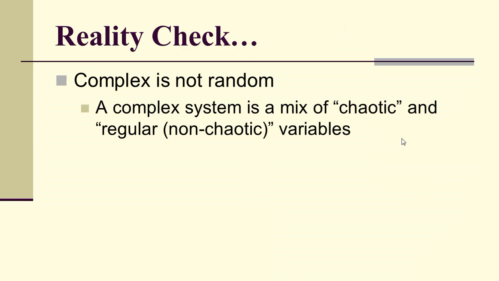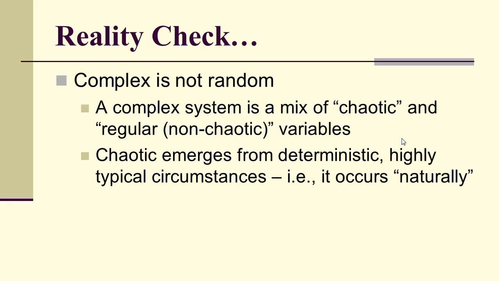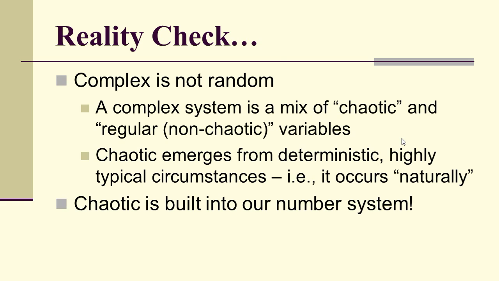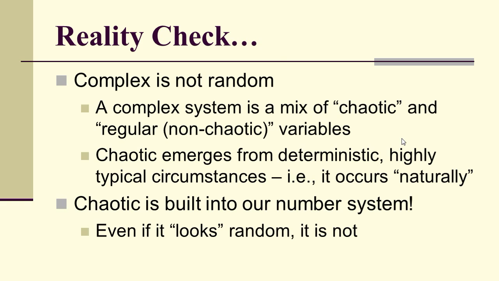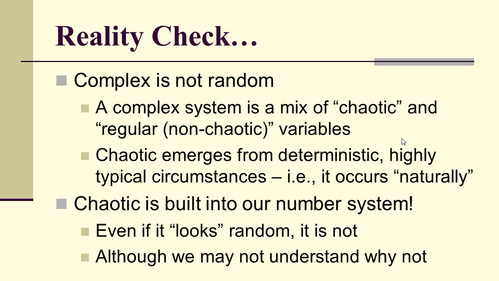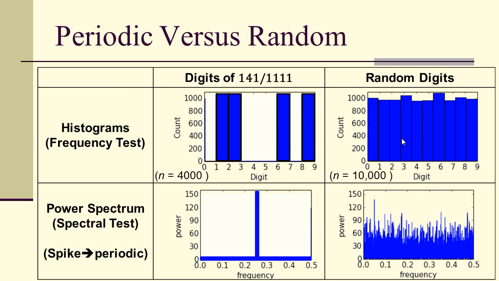Complex is not random. It's a mix of chaotic and regular. Chaotic comes from deterministic, highly typical circumstances. In other words, it's natural. It's built into our number system. Even if it looks random, it's not, even though we may not understand why not.